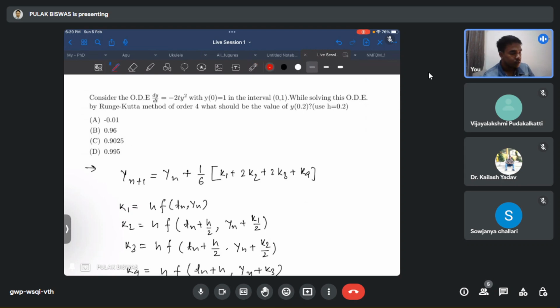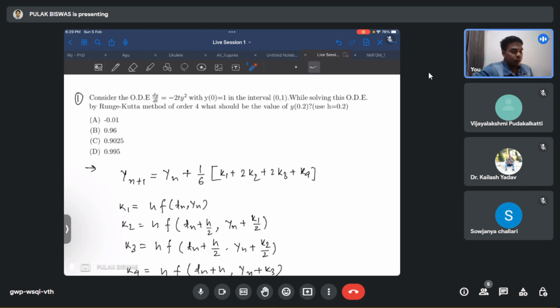And suppose this is the first problem. It says: consider one ODE, dy/dt equals minus 2ty squared. This is the initial condition, valid within the interval 0 and 1.